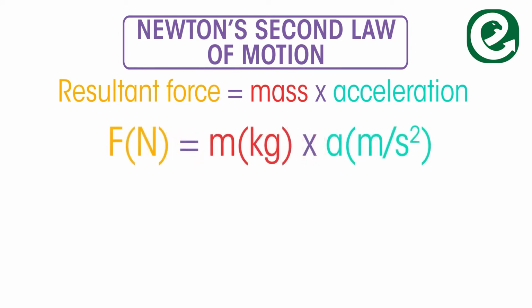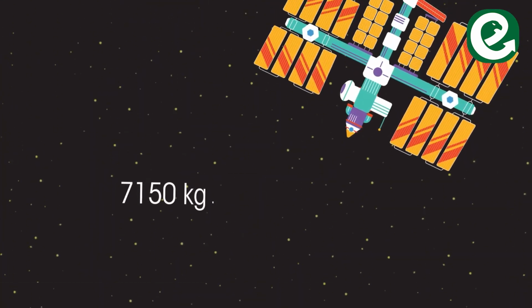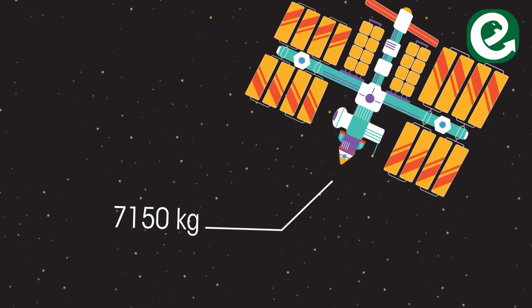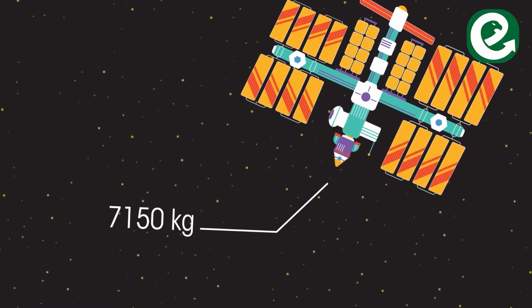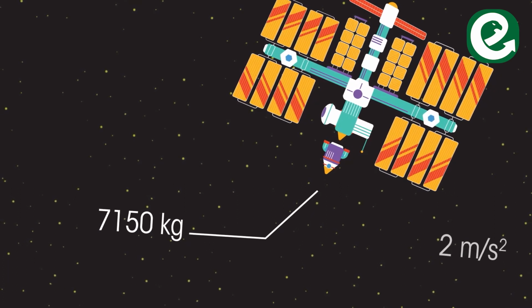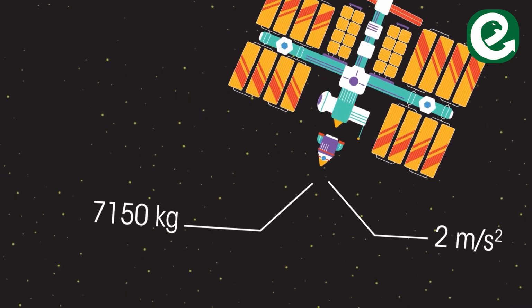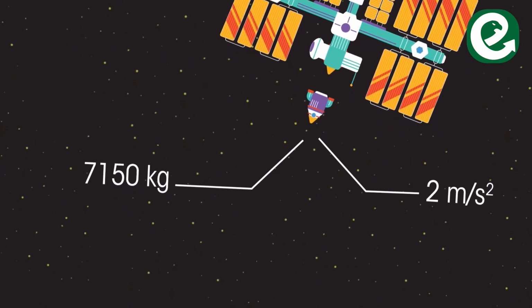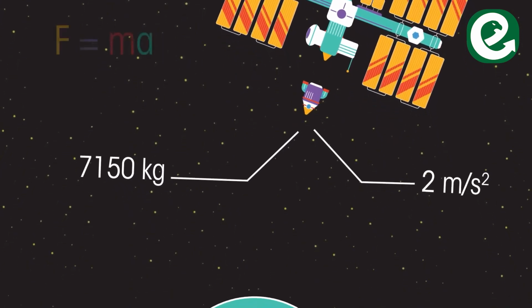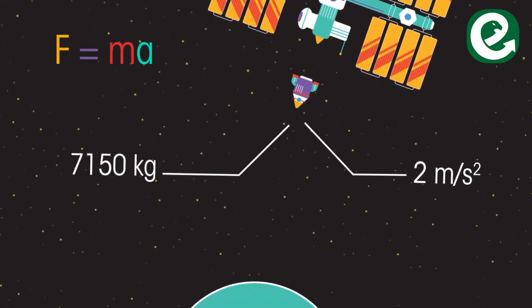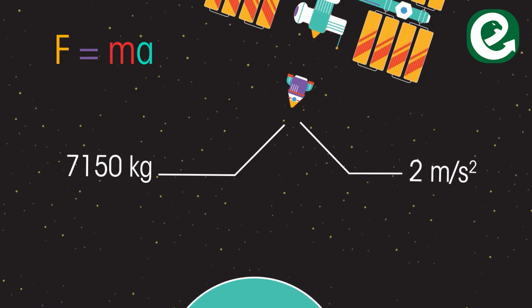A spacecraft with a mass of 7,150 kilograms accelerated away from the International Space Station towards its re-entry point with an acceleration of 2 meters per second per second relative to the International Space Station. Calculate the resultant force on the spacecraft. Pause the video and work it out.